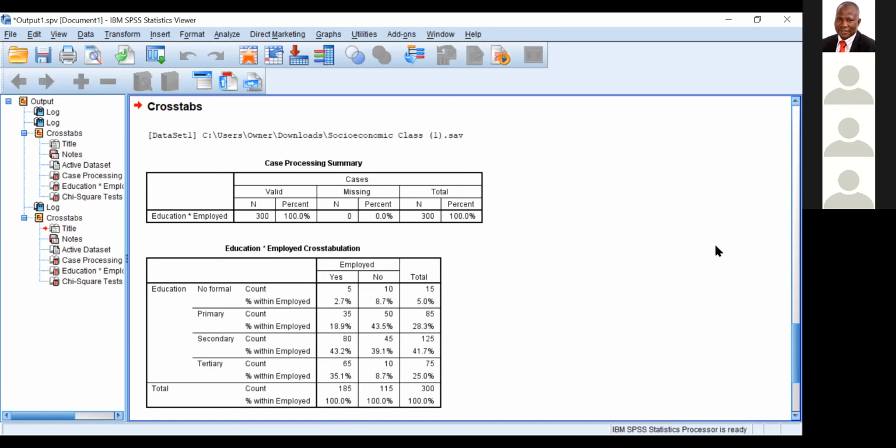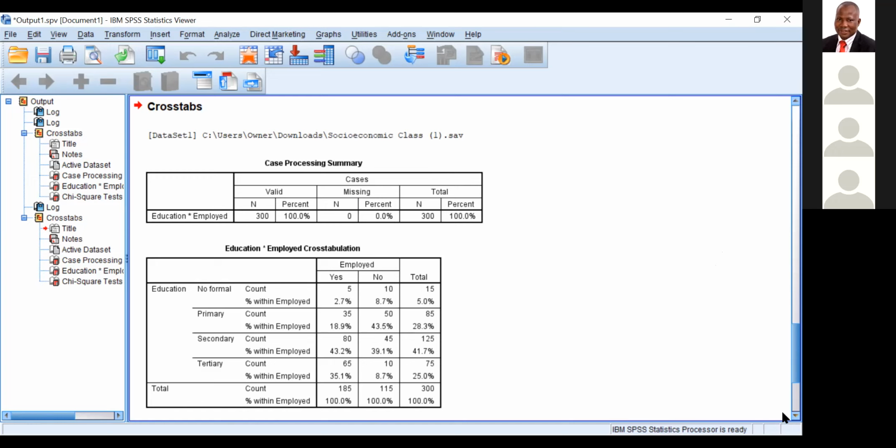So what you want to say is, out of the people with no formal education, how many are employed? You want to compare with people that have primary education, how many are employed? Compare with people with secondary education, how many are employed? Compare with people with tertiary education, how many are employed? You want to see the employment increases along the trend, and that is what we have already shown in the first one we did. If you scroll down and see the statistics, it's the same.